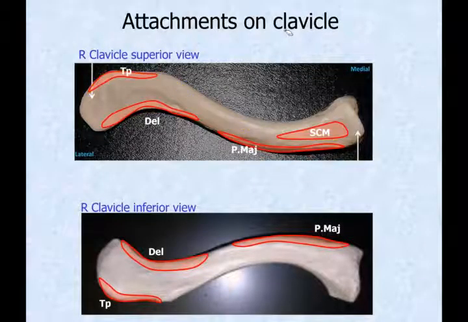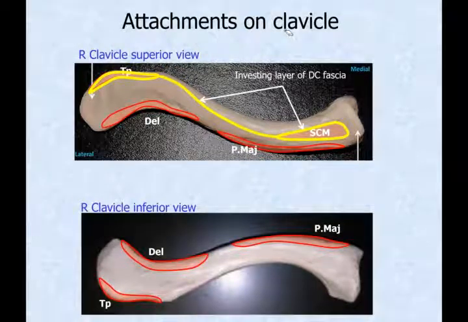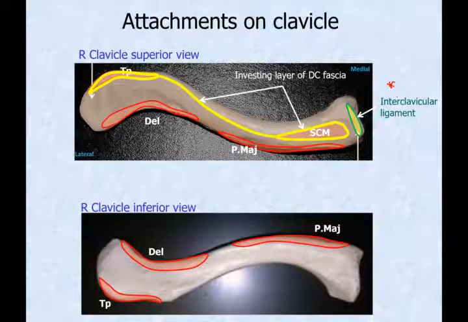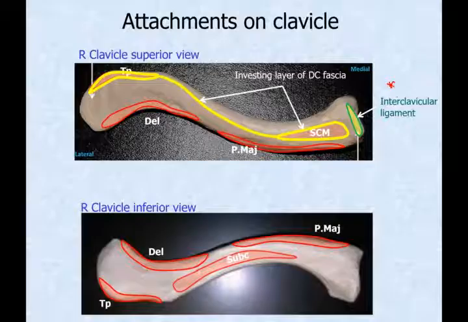Then to the superior surface, there is a fascia attached, which you have not learned yet. You will only learn it when you do the neck region, which is called the investing layer of deep cervical fascia. You don't have to know it now. The important thing is that this fascia encircles the sternocleidomastoid muscle and the trapezius muscle, as you can see. Then to the superior surface, medial end, the interclavicular ligament is attached. That ligament passes from one clavicle to the other clavicle. Then on the inferior surface, you get the subclavius muscle attached, which you have seen again in your dissections.